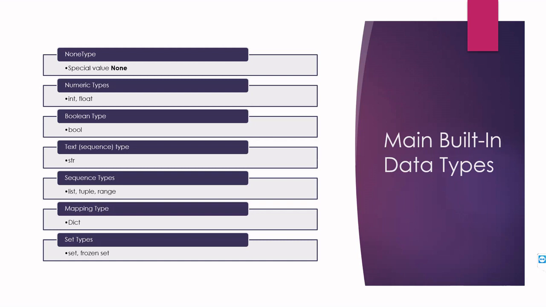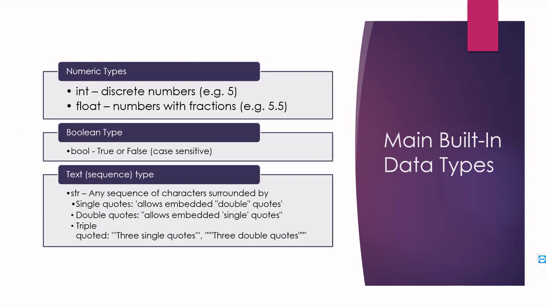And then there are the set types. Today we're going to focus on the basic ones, the numeric and the Boolean, and then we will keep adding to them as we go. So we have discrete or fractional numbers. These are the values that can be held by these types. And then the Boolean is just True or False. These are the two values, and it's case sensitive: True with a capital T and False with a capital F.